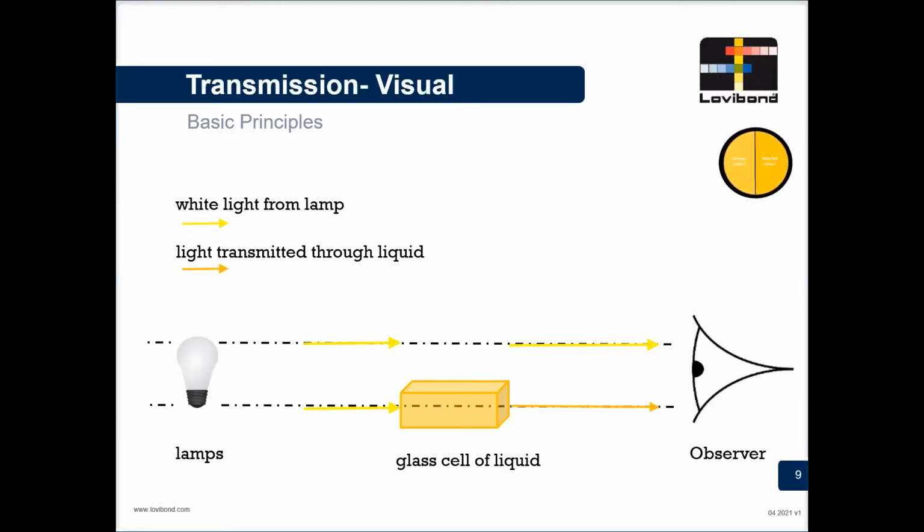We're looking at a circular field. So one semicircle is actually our sample. The other semicircle is the colour that we're creating to try and match to our sample.